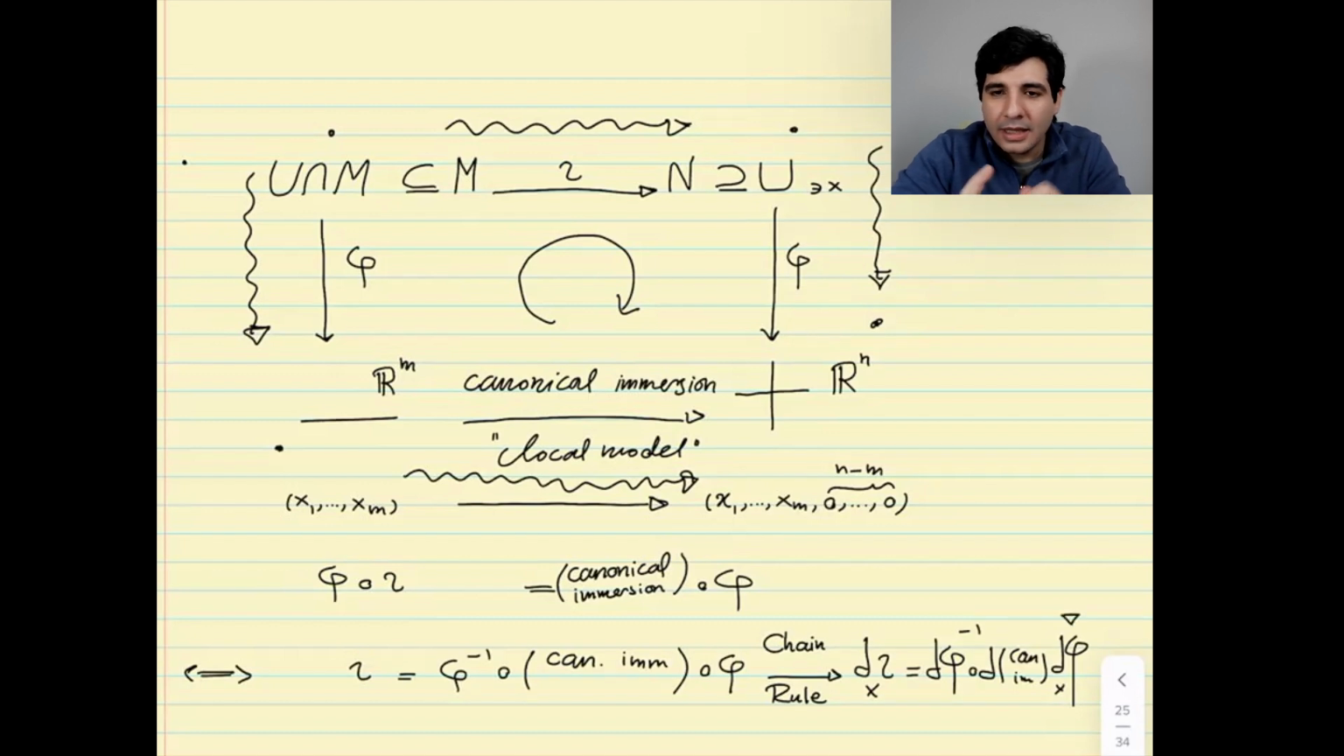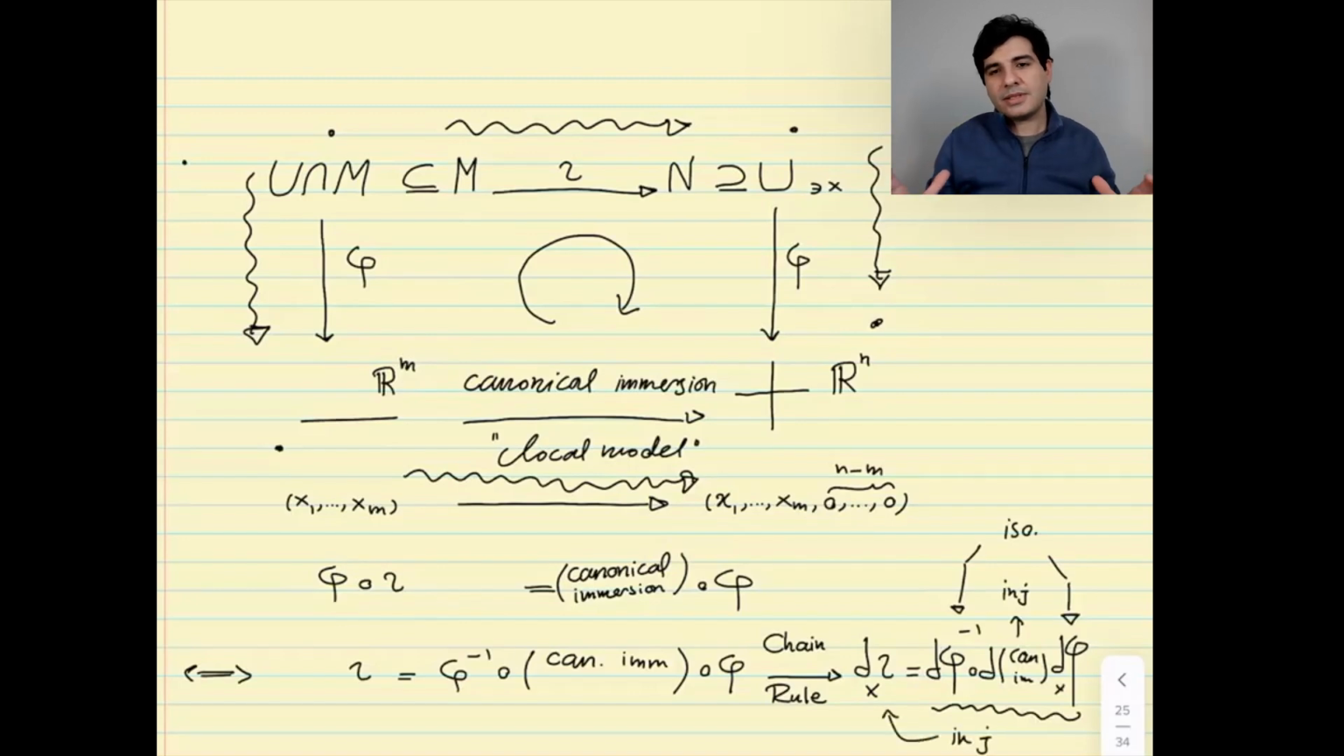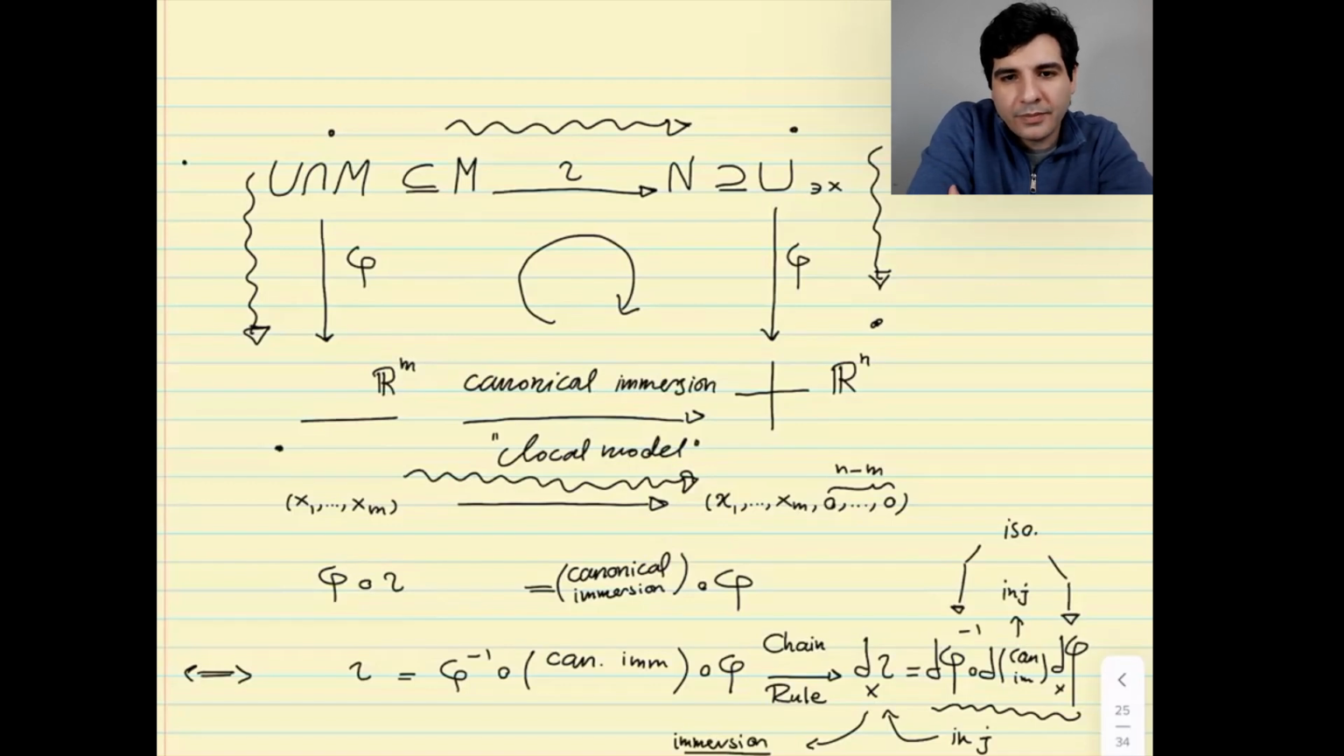Let's just ignore that. The point is that phi and phi inverse are defined on correct subsets here. They are diffeomorphisms. And the derivative of diffeomorphisms at given points are isomorphisms, which are injective. Canonical immersion is linear and injective, so its derivative is injective. Composition of injective maps must be injective. So d of iota at the point x is injective. Because this holds at any point x in M, this implies iota is an immersion.